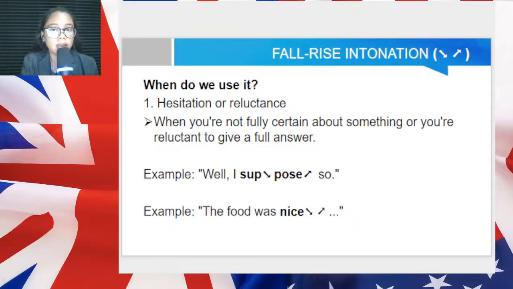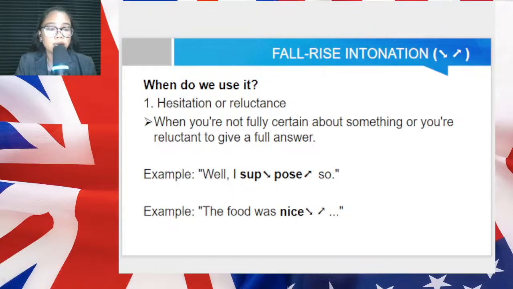So this complex pitch filters the sound like a vocal maybe, or a tentative perhaps, or an audible reflection of deep consideration before a response. Similarly, when a speaker is reluctant to give a full answer, the fall-rise intonation acts as a sophisticated signaling mechanism.